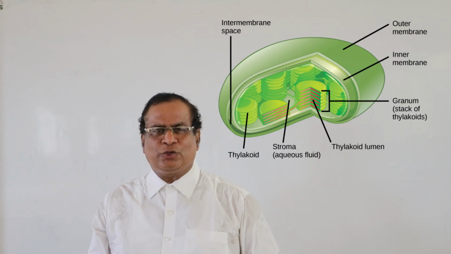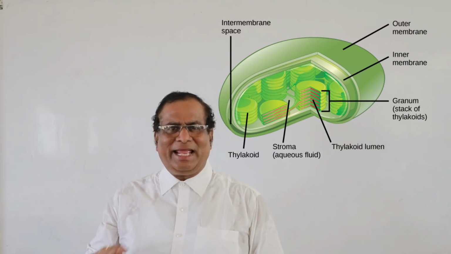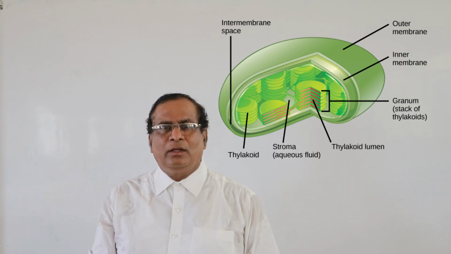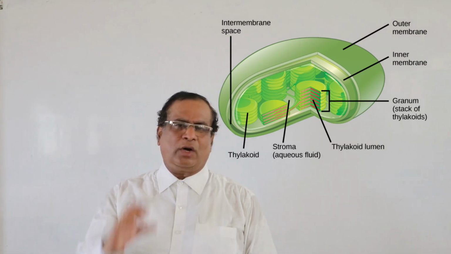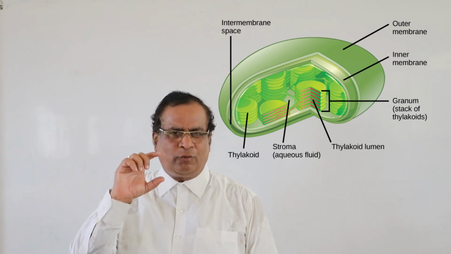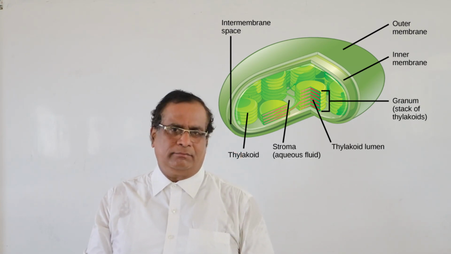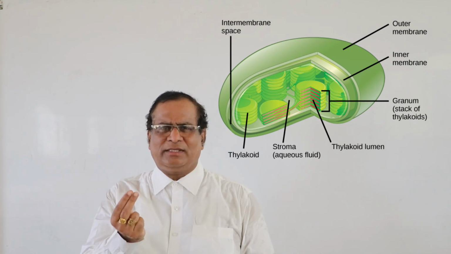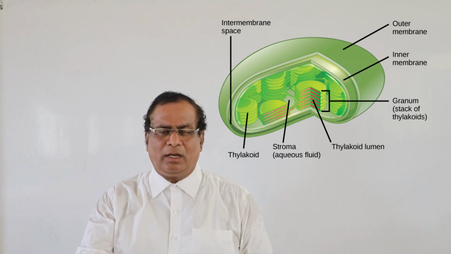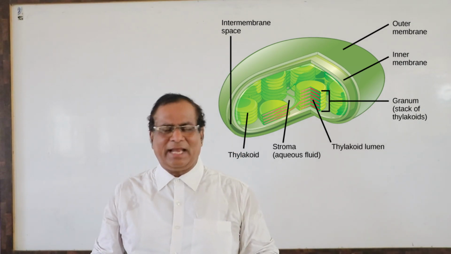In that stroma, we see many lamellar, layered structures, named thylakoid membranes. Those thylakoid membranes are placed one above the other, just like a stack of 1 rupee coins, forming a grana, singular granum. Thylakoid membranes are just like a 1 rupee coin. If you place 1 rupee coins one above the other, that is the stack, and that is a granum.